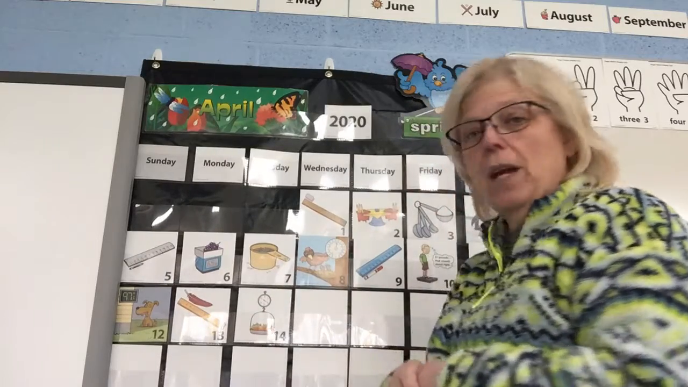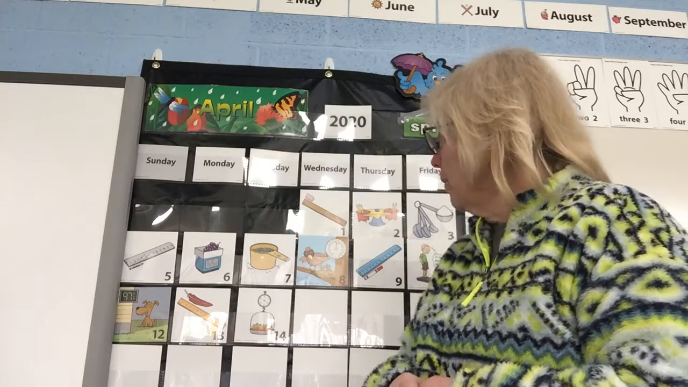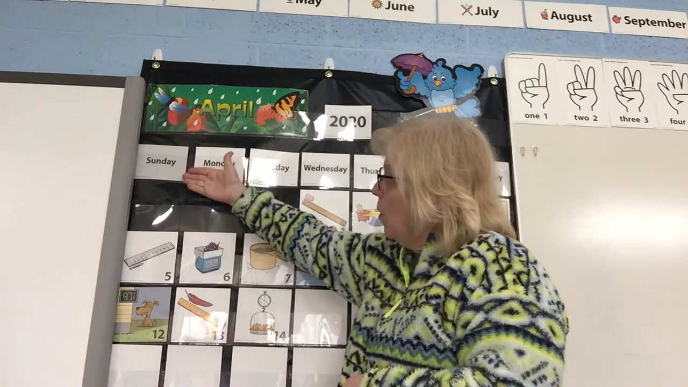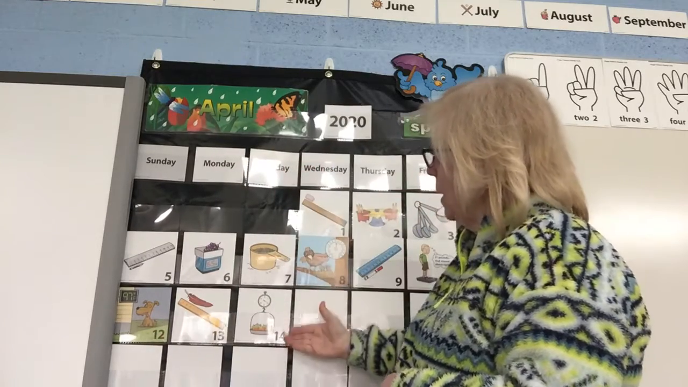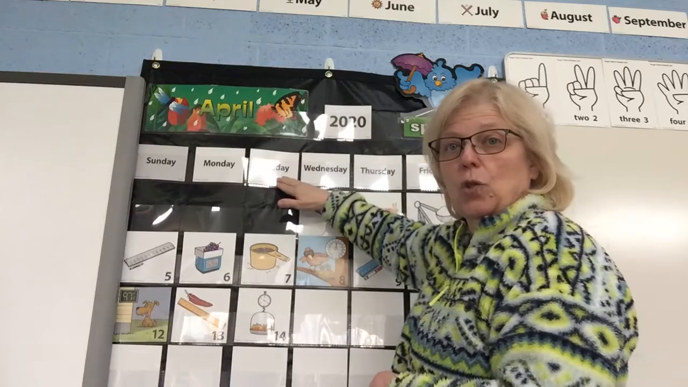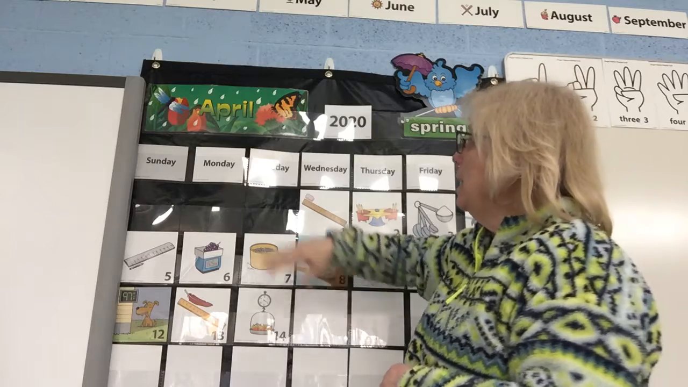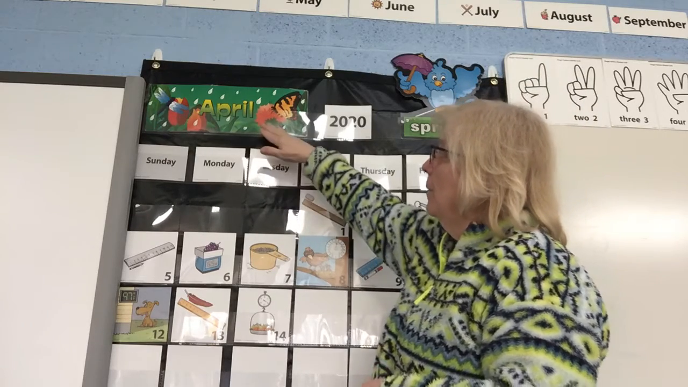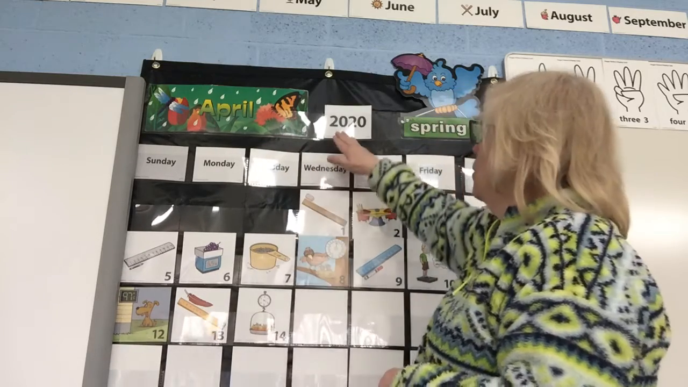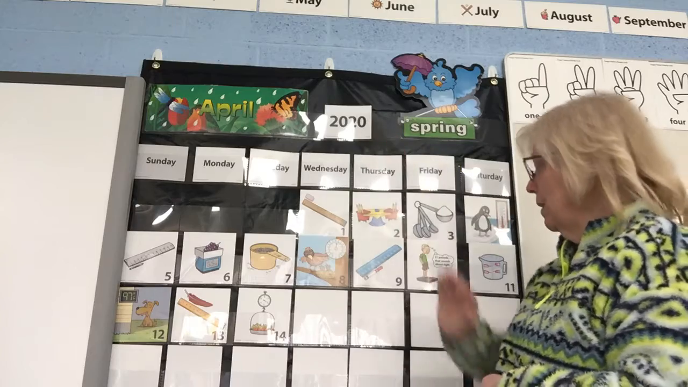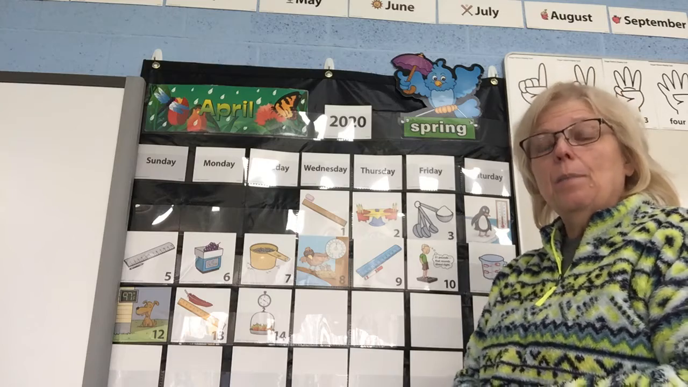So we're going to stop right there today, and we're going to say our sentence together. We go over Sunday, Monday, Tuesday. So our day of the week is Tuesday. Okay, so let's say our sentence together. Today is Tuesday, April 14th, 2020.